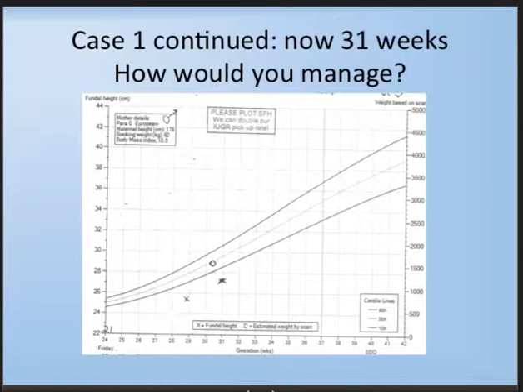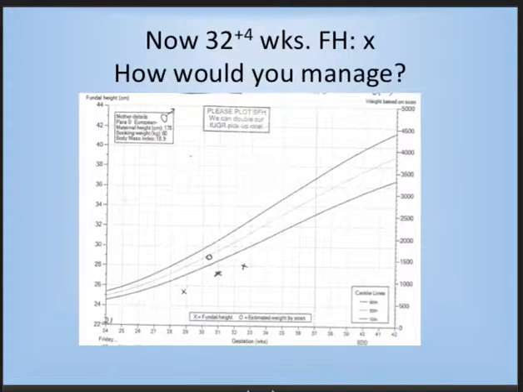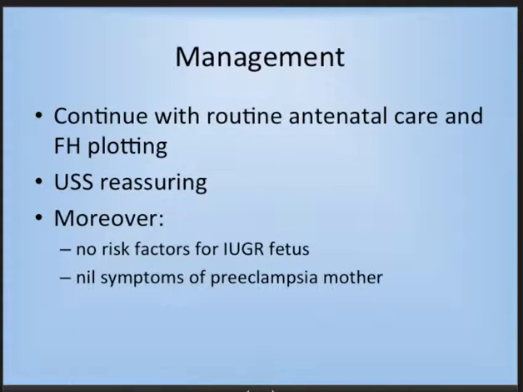Well, my ultrasound scan was reassuring, assuming that AFI and Dopplers were normal, so we continue to plot the fundal height. And as you see here, the next fundal height measurement shows a normal slope, so this means we continue to plot the fundal height as per protocol. What is also good in this particular case, there were no risk factors for IUGR, no symptoms of preeclampsia, so the clinical signs and symptoms and the ultrasound scan were all reassuring. Hence, we keep on plotting.